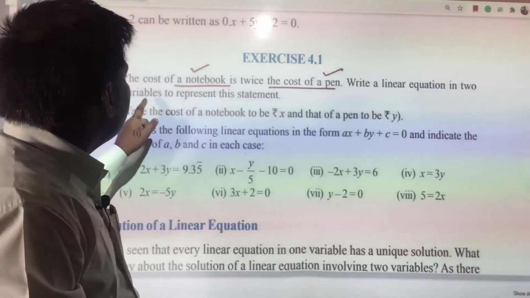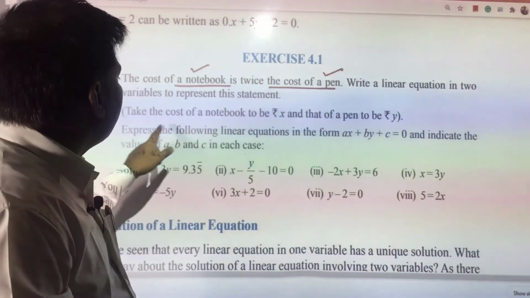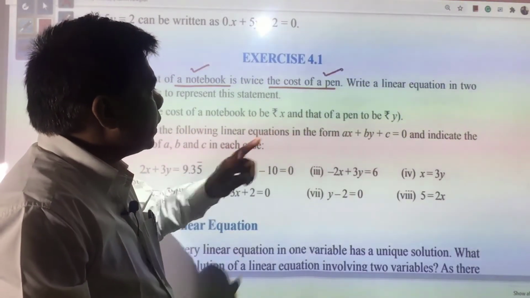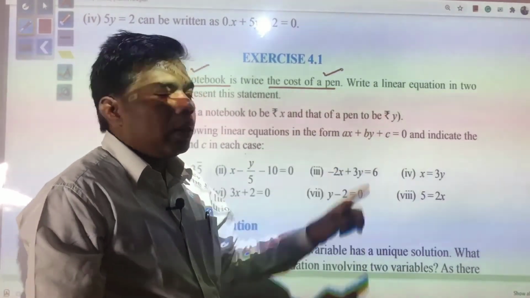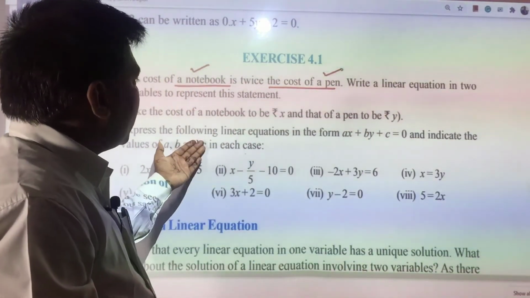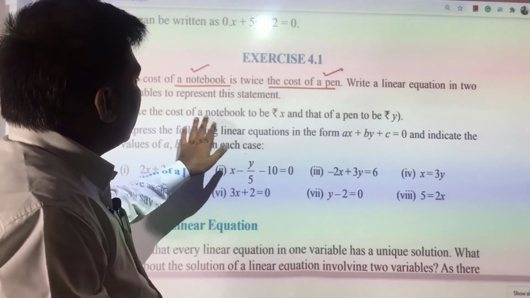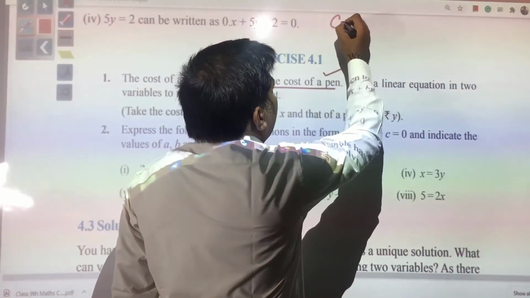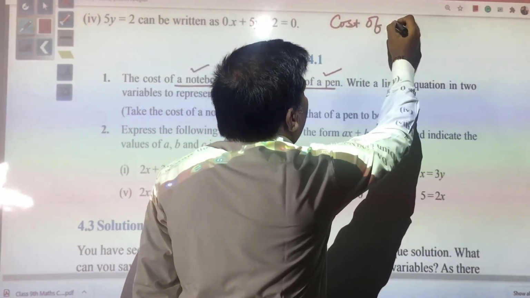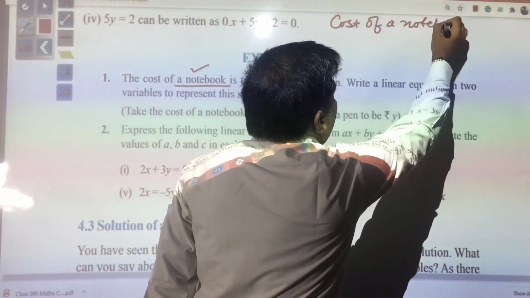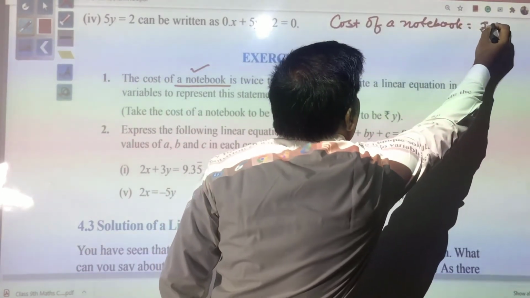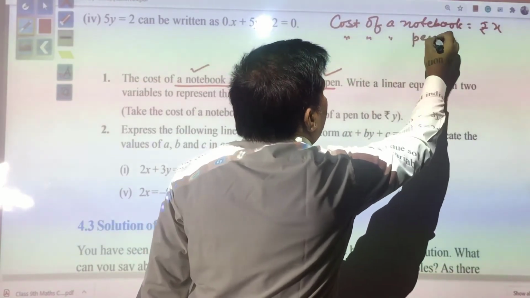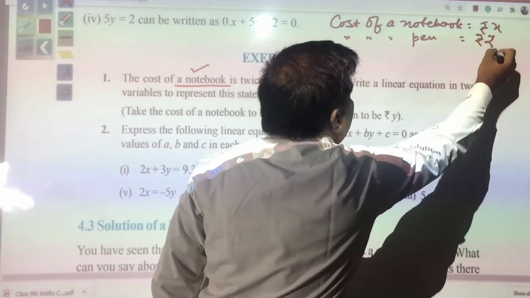Write a linear equation in two variables to represent this statement. Take the cost of a notebook to be rupees x and that of a pen to be rupees y. Suppose we are assuming the cost of a notebook is x rupees and the cost of a pen is y rupees. Two variables we have.